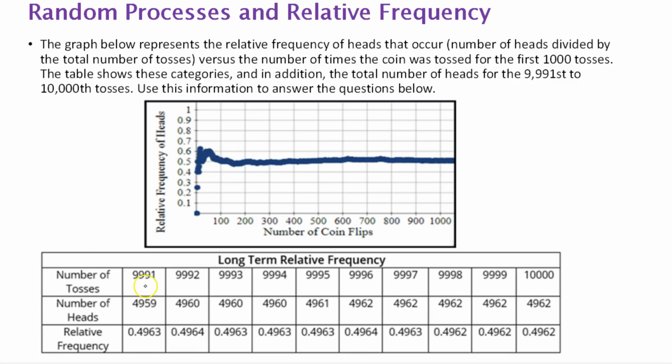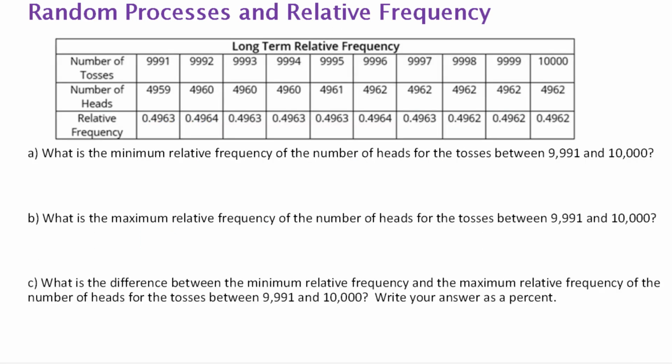So now here's a chart. This went to 1,000, but we're going to go out even further in this chart. This is 9,991 tosses to 10,000 tosses. And again, the number of heads that we get, the cumulative number of heads, and the corresponding relative frequency, dividing the number of heads by the number of tosses. So let's answer some questions about this.